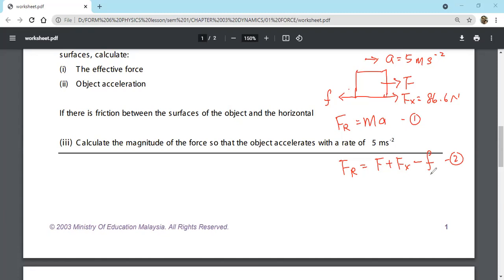That means this should be ma equal to, okay. That means they said, what is the frictional force? Okay, the question should be like that. That means no more F. That means Fx minus the frictional force so that it will move with acceleration a.